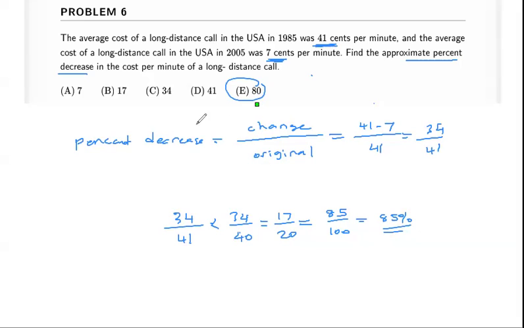But in this problem, it was really obvious that 80% was the case as soon as we had this fraction, without really doing some approximation. So that was number 6.